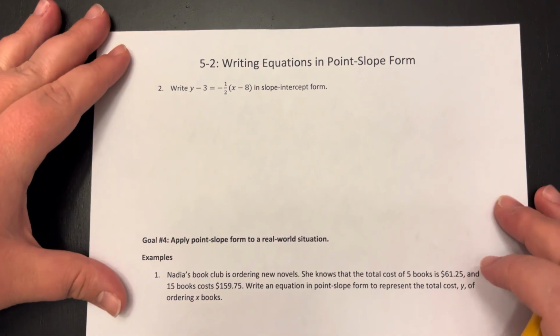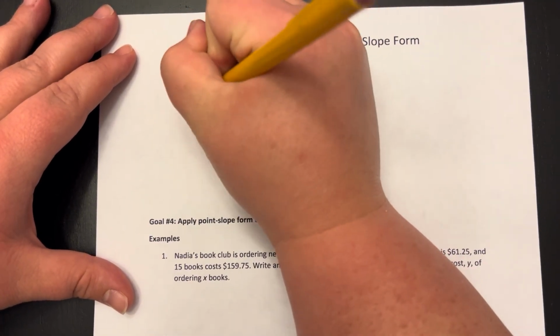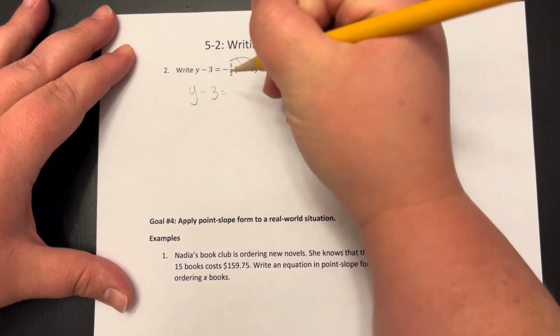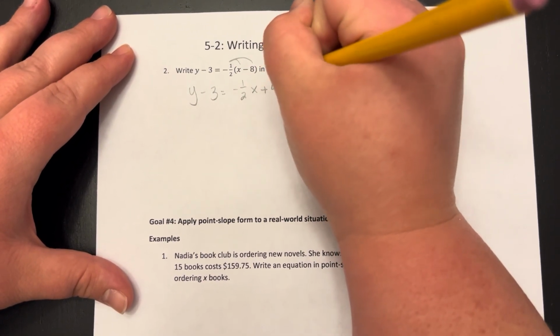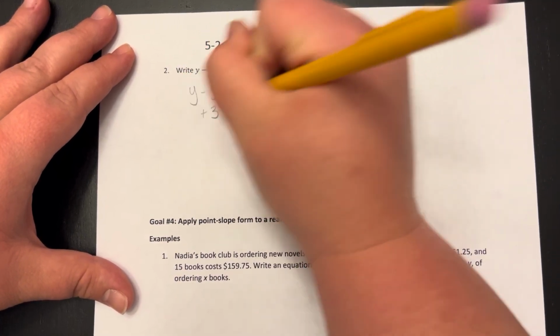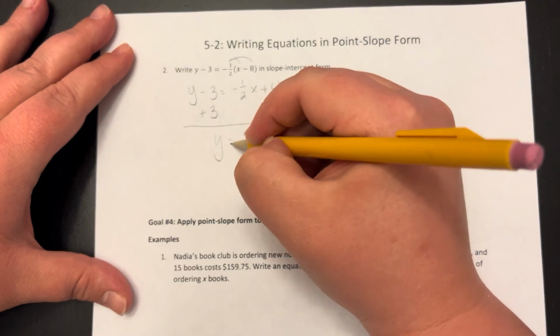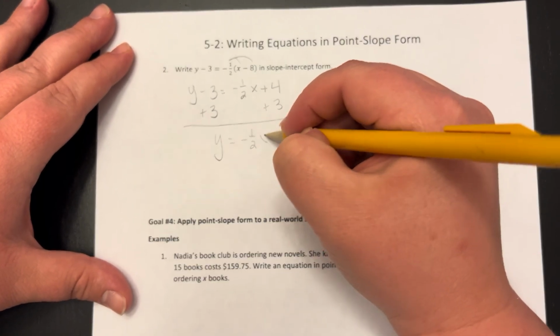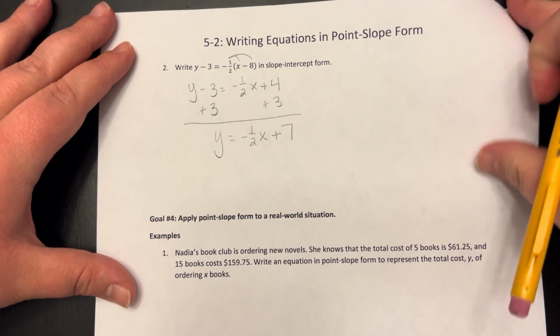All right, same idea. Start by distributing the slope. So now I have y minus 3 equals -1/2 x plus 4. And I'm going to add the 3 over. And I get y equals negative 1/2 x plus 7. That's it. All right, last goal.